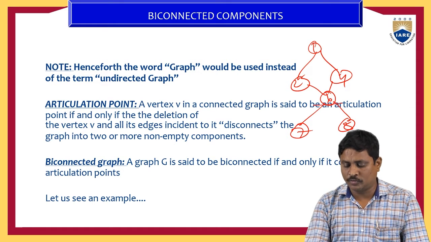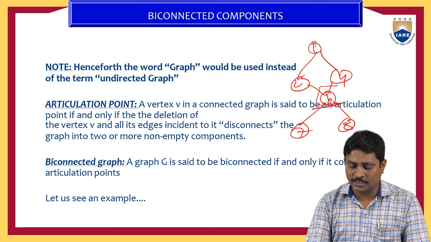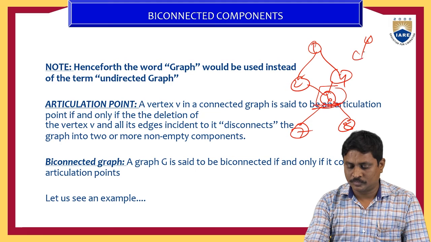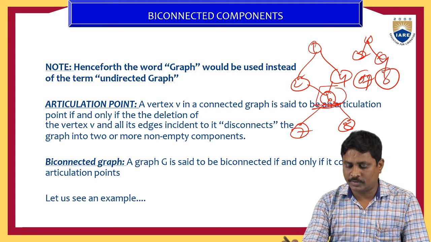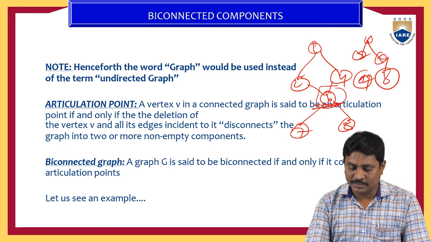Suppose here we remove 6. Now, if we remove 6, it divides into 3 graphs. 1, 2, 3, 4 is one graph, 7 is one, and 8 is another one. It divides into 3 graphs. So this point 6 is called an articulation point.